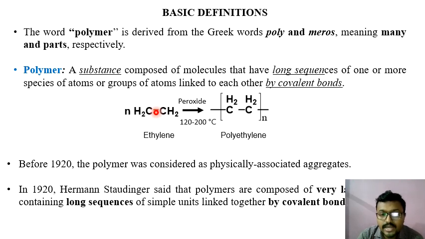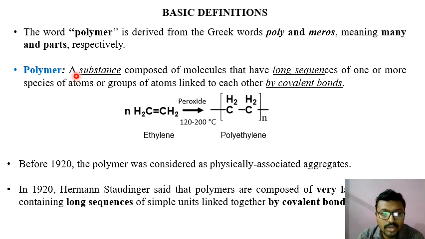Now if we take n number of ethylene molecules and we perform some reaction in presence of peroxide at some high temperature, 120 to 200 degrees Celsius, then we will get a big molecule, a big macromolecule. This is called polyethylene. In polyethylene, you will see there will be n number of ethylene molecules linked together by a covalent bond. So this is actually called a polymer.